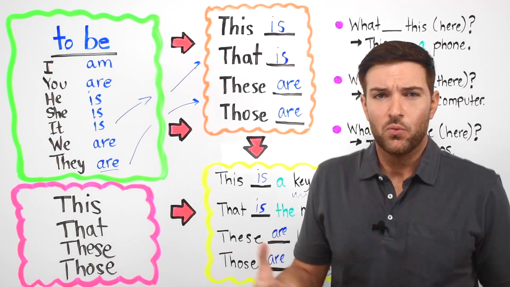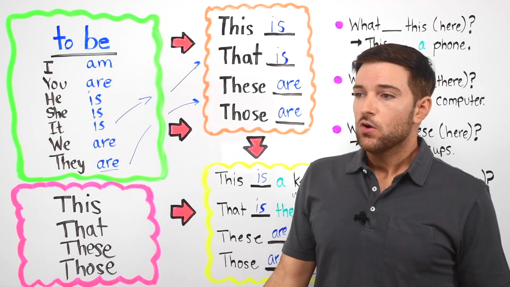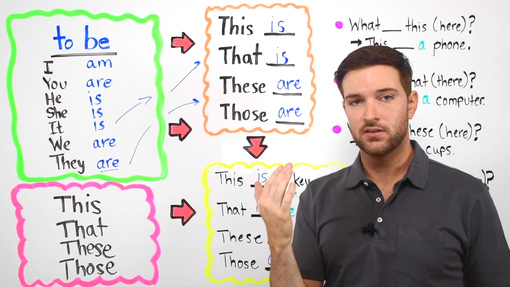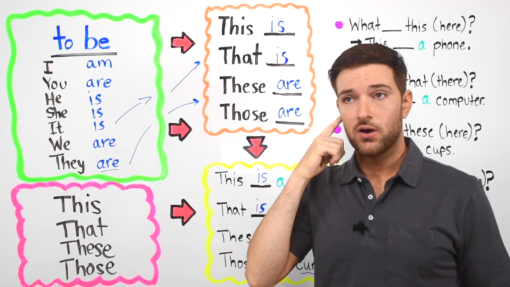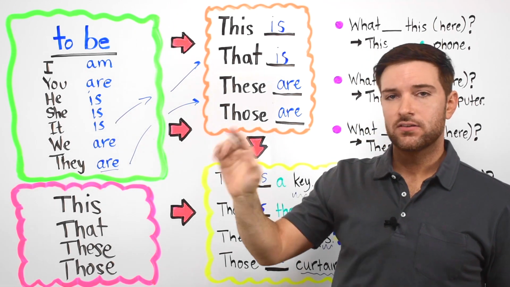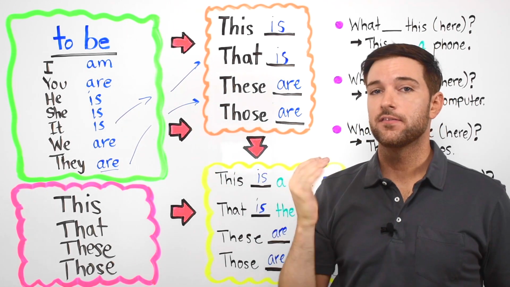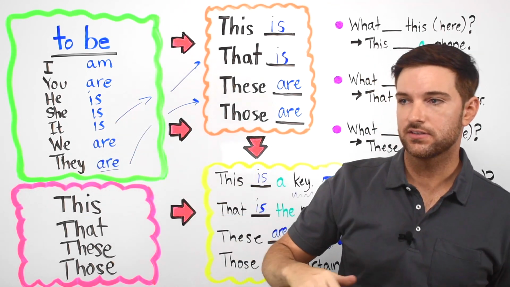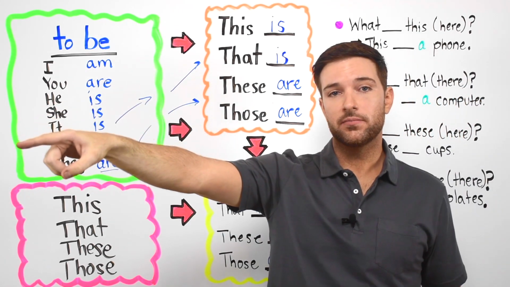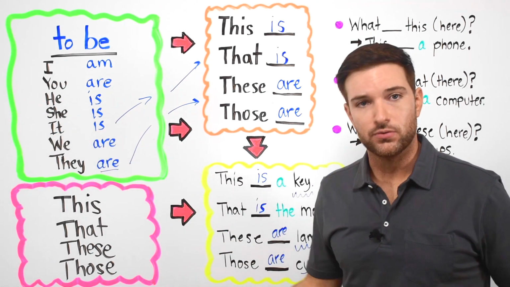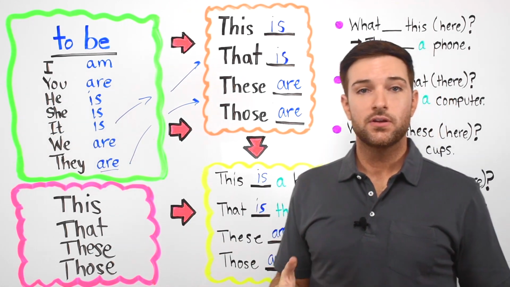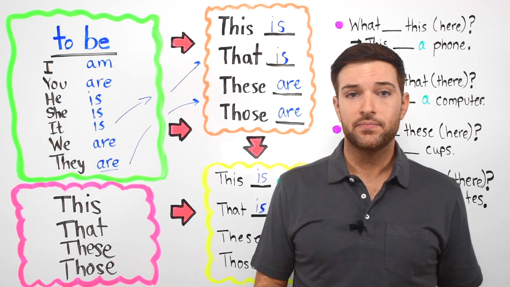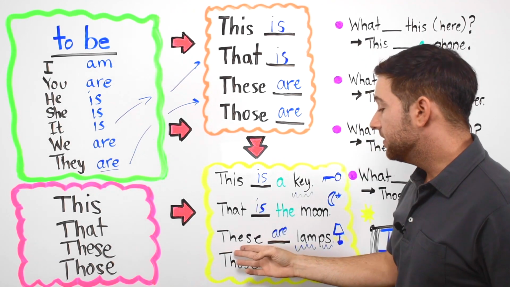For example, what is this? Meaning, what is this right here close to me? What is this? Or you can hear, what is that over there, far from me? What is that over there? You could say, that is a car. This is my shoe. So this is, that is, what is this? What is that?